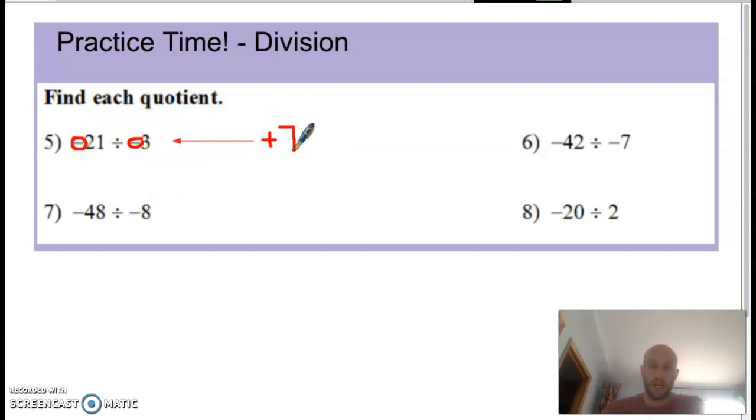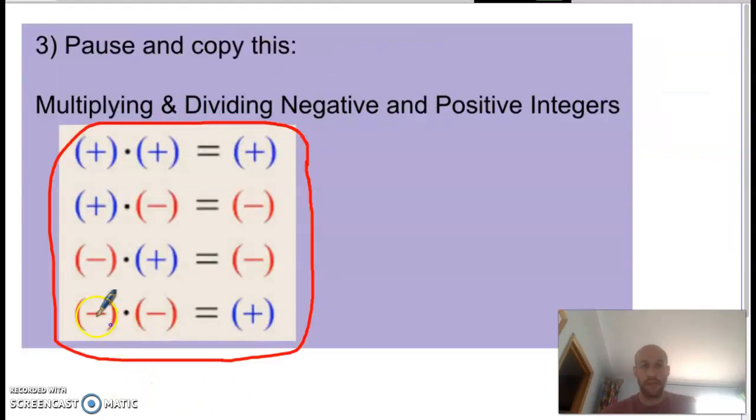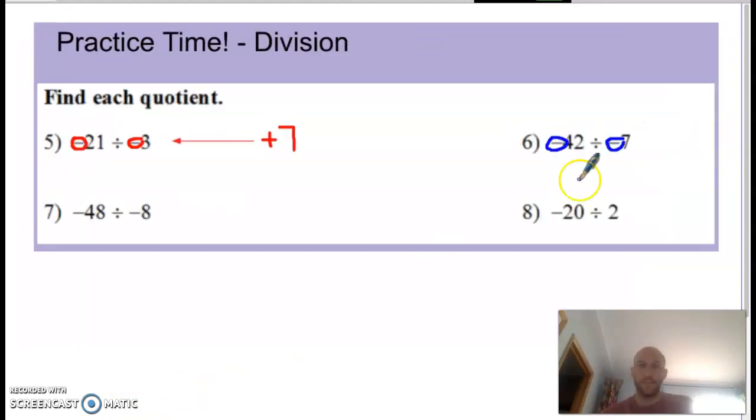Okay, go ahead and try numbers 6, 7, and 8. Please use your resource, pause this video, and when you're ready to check your answers, please push play. Okay, number 6, negative 42 divided by negative 7. So again, we have a negative being divided by another negative, right? If we use our resource, a negative multiplied or divided by a negative is a positive. So we're going to have a positive answer. 42 divided by 7 is 6.